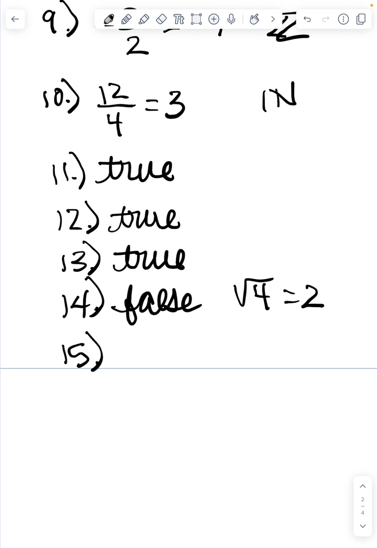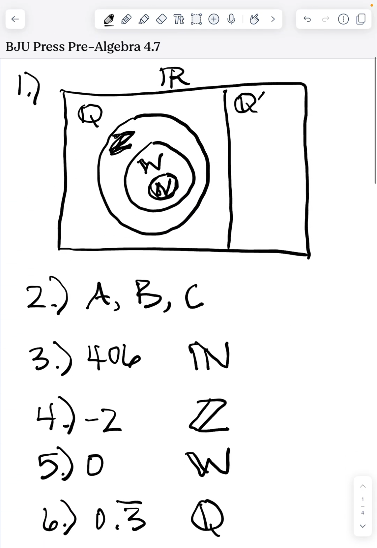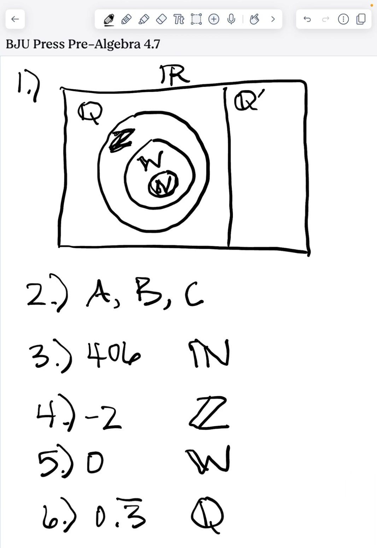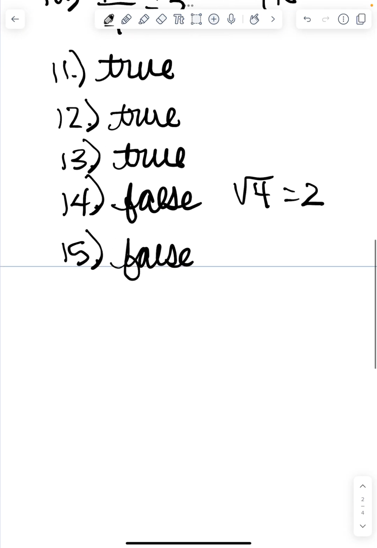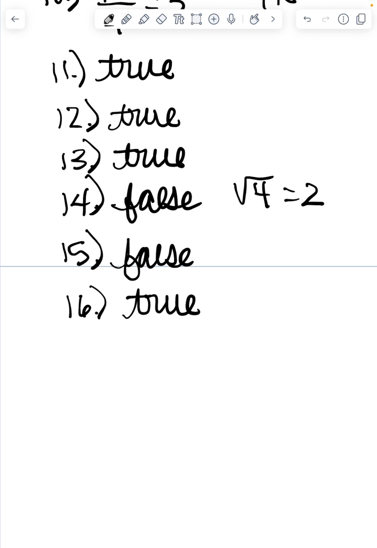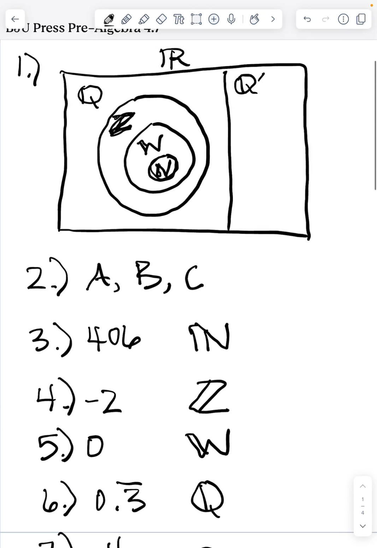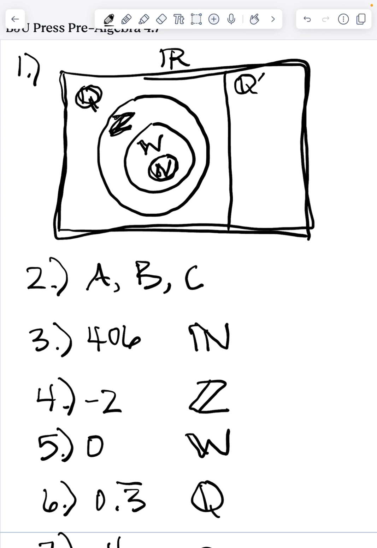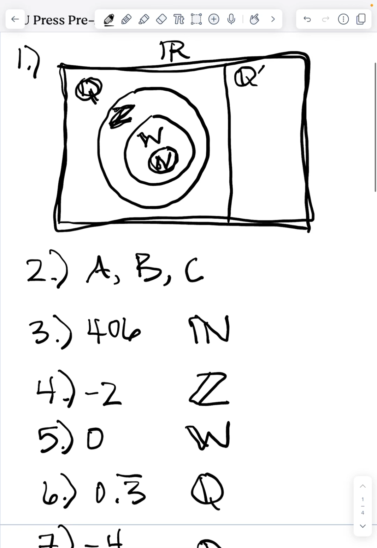Number 15, 0 is neither rational nor irrational. This is false. 0 is part of the whole numbers, which is inside the Q, or the rational set. Number 16, if a number is rational, then it is a real number. True. That is true because rationals are Q, and that is inside this whole big set, which is the real numbers up here.